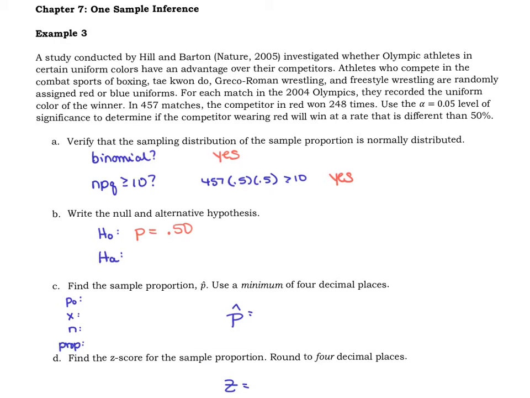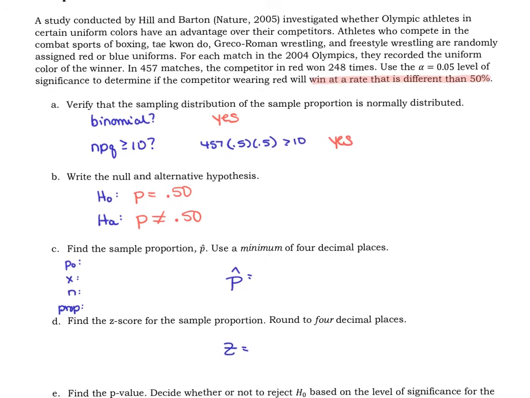Now here's kind of where this comes up. It says, will they win at a rate different than 50%? So we don't have any indication here as to whether they think the person wearing red will win more or less than 50%. They're just saying it's not 50%. So in that case, we're going to select the not equal to 0.5. So this is going to be a two-tailed test when we start looking at it from that perspective.